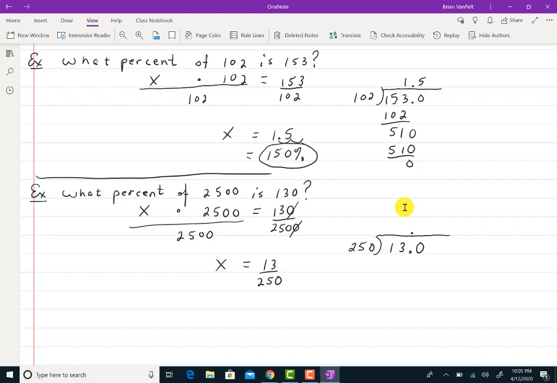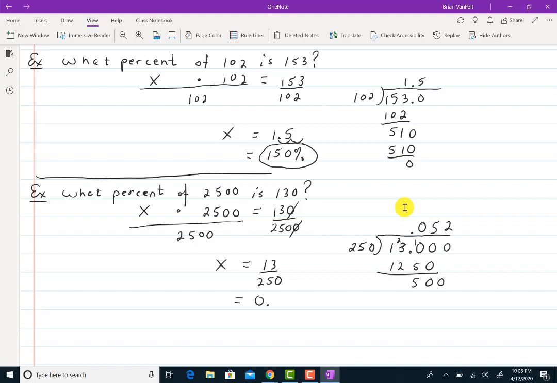So 250 doesn't even go into 13.0, so I've got to put a 0 here, get another 0. Finally, 250 does go into 1,300. How many times? Well, 5 times 250 is 1,250. And then when I do my subtraction, I've got to make this into a 10 and that a 2. So 50, add a 0, bring down a 0. 250 goes into 500 exactly twice.